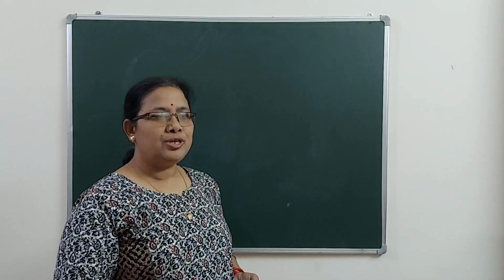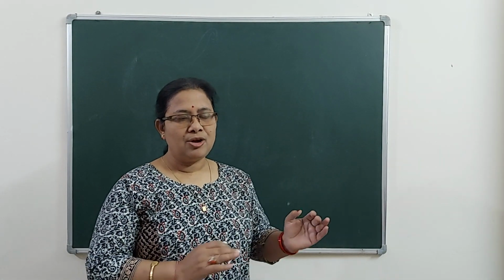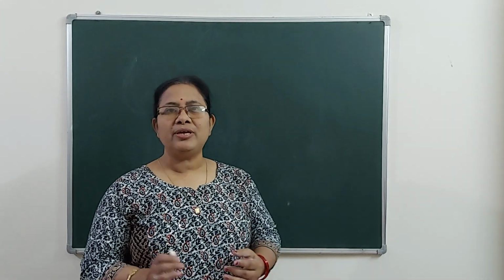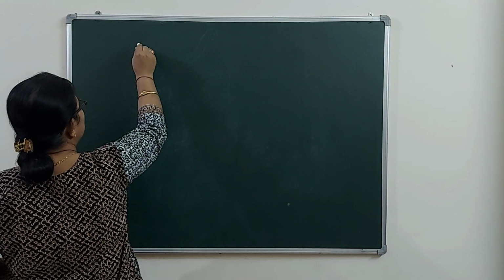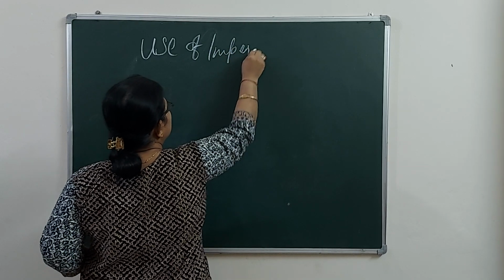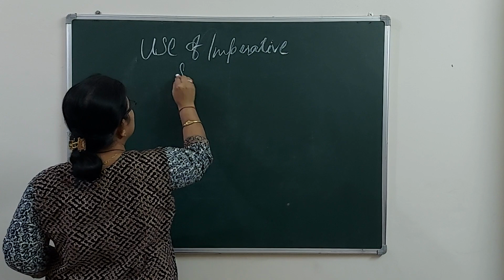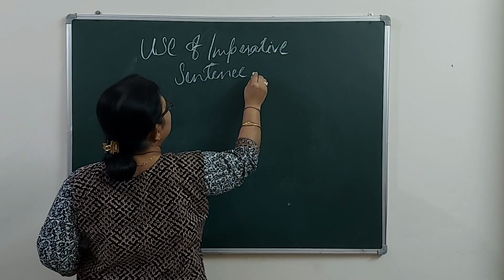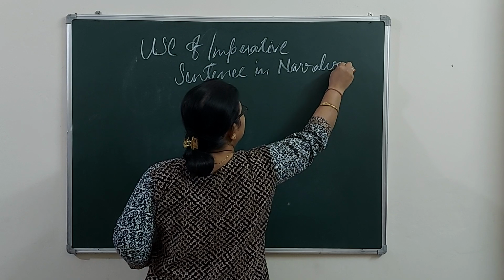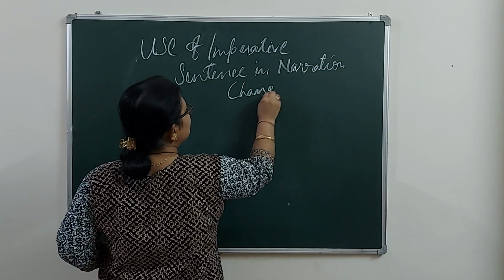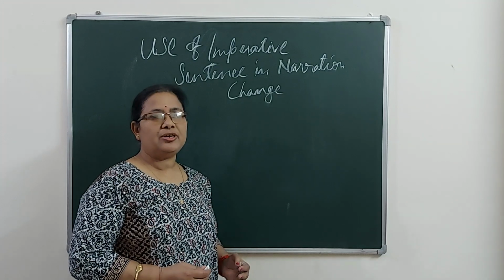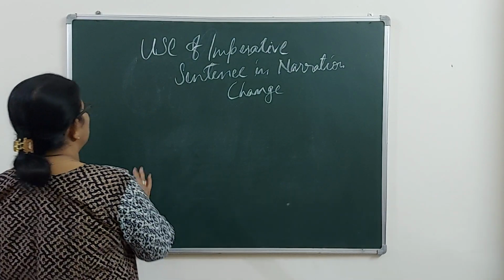So today we learn the use of imperative sentences in narration. That means how to change an imperative sentence from direct to indirect narration, right? Narration change means direct narration to indirect narration. Why is it known as narration? Because we are narrating some statement of others. That's why narration. So we have some rules here.